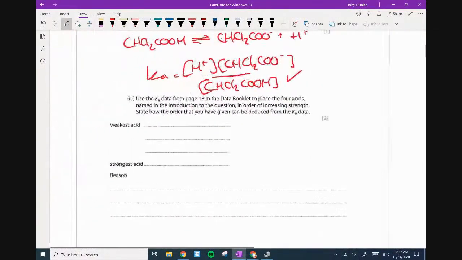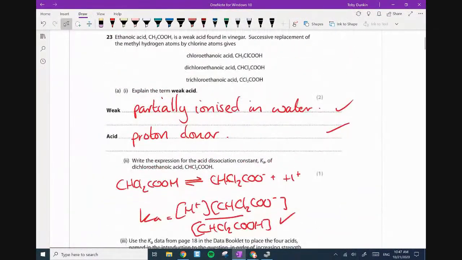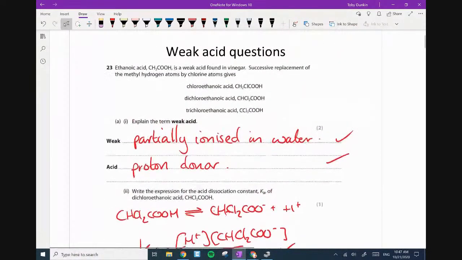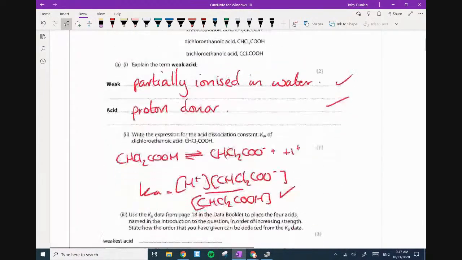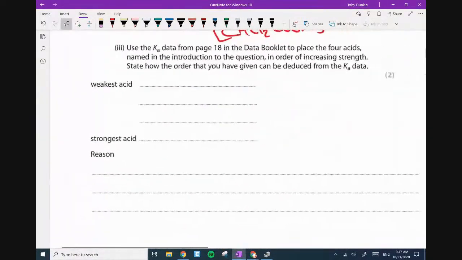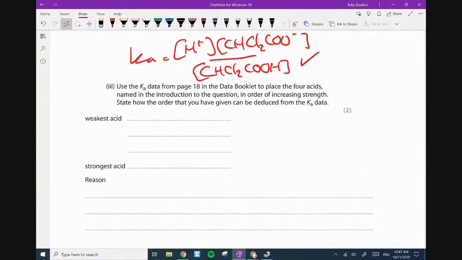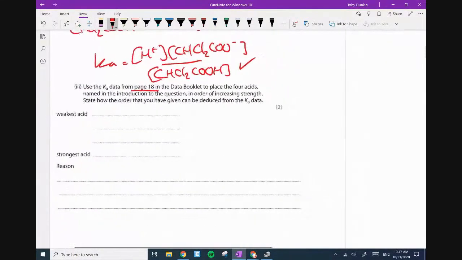Next. Ethanoic acid is a weak vinegar. Successive replacement of the methyl hydrogen atoms by chlorine atoms gives four slots. That's a trap. It says to use the data book. You guys don't get a data book any longer, you get a tiny one. I was hoping you could look up their Ka values, but I'd also like to think you can do it without the Ka values.